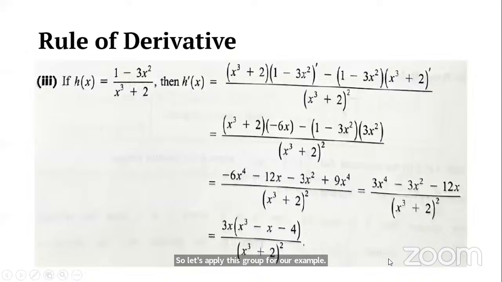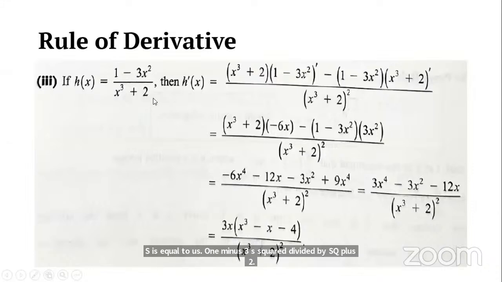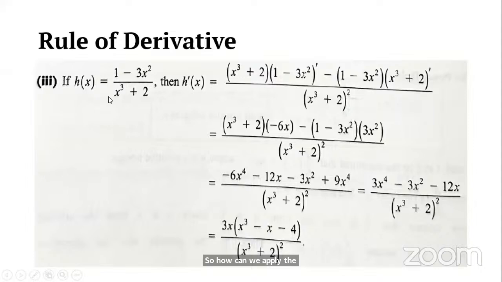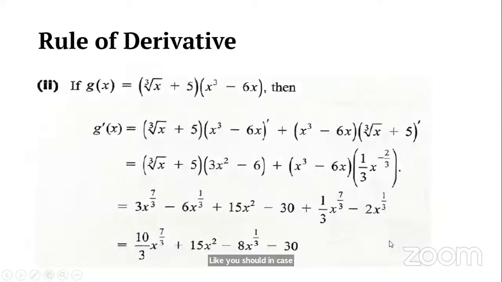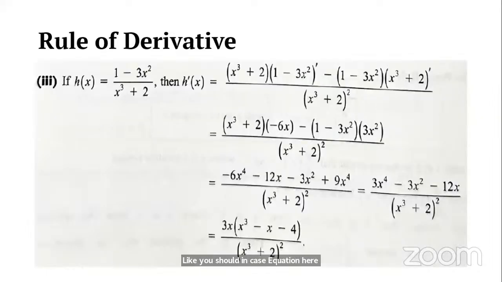The function given to us in this example is h of s equal to 1 minus 3s squared divided by s cubed plus 2. So how can we apply the quotient rule for this function? We take the down to be our d of s, and the top to be our f of s, like is shown in this equation here. Now, d of s here is s cubed plus 2.